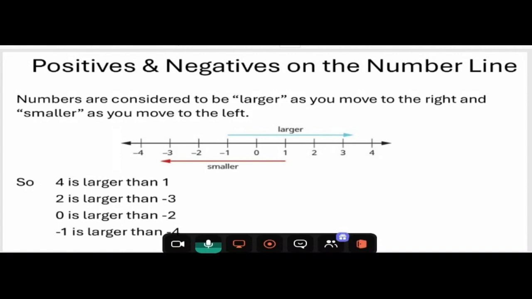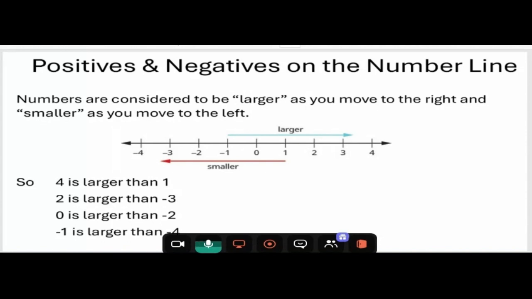So, for example, 4 is larger than 1. Well, that's easy. We all already know that, right? There's 4. There's 1. 4 is to the right, so it's larger. But sometimes this next one throws people. 2 is larger than negative 3. Why? Because there's 2 on the number line, and there's negative 3. 2 is to the right of negative 3, therefore we call 2 the larger number.